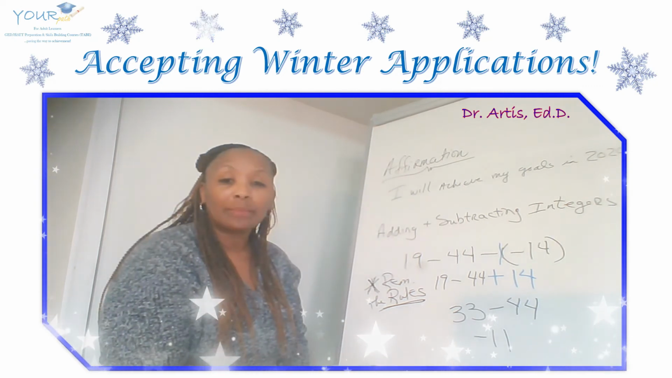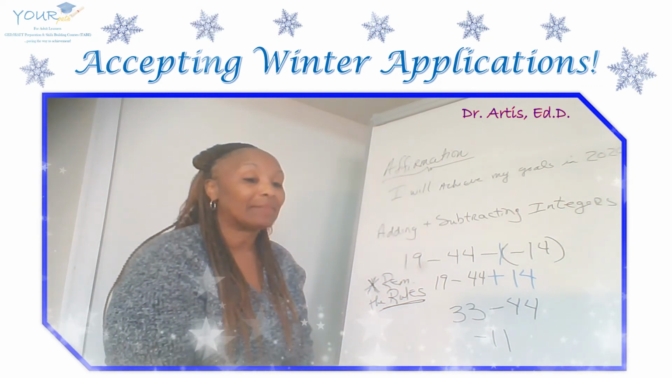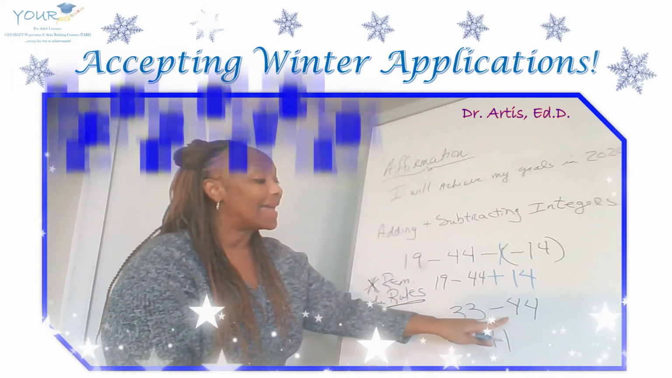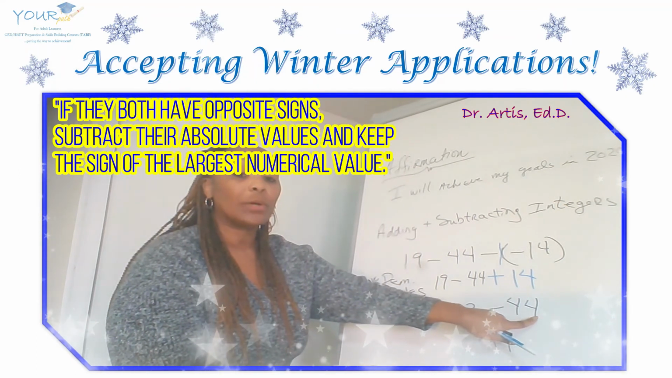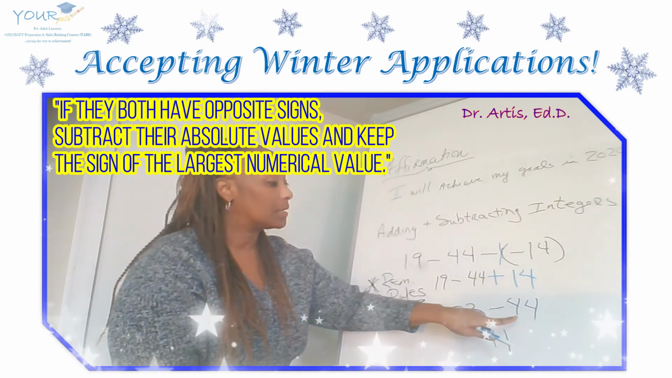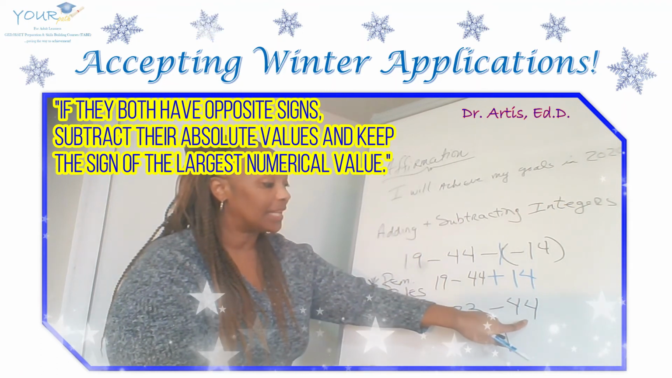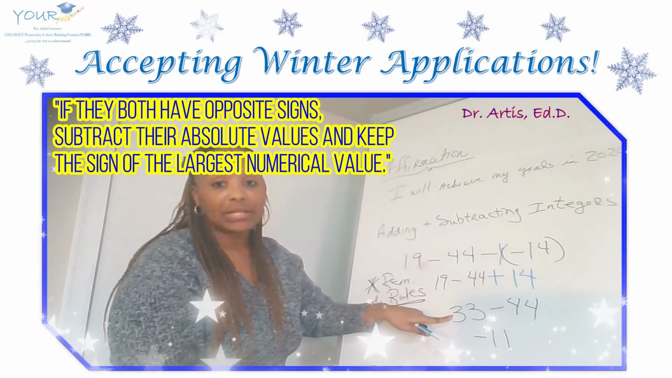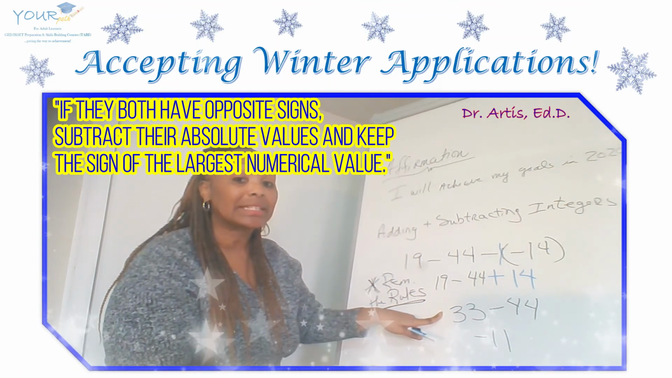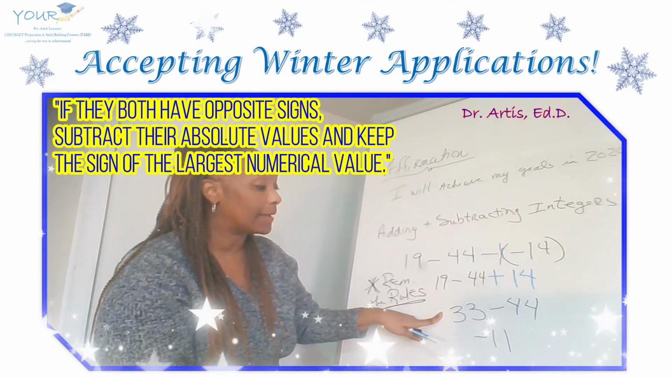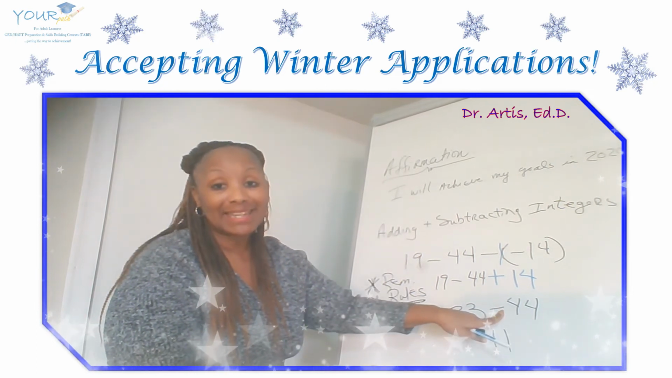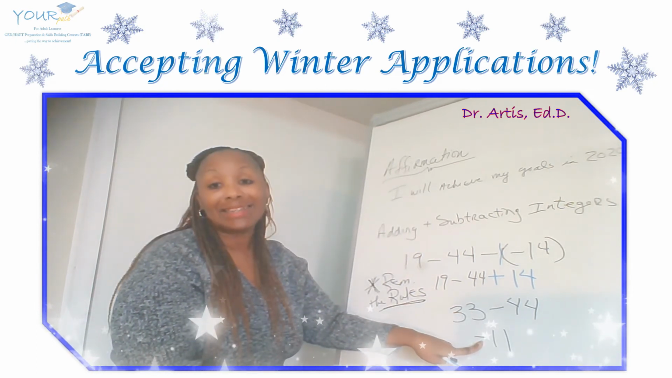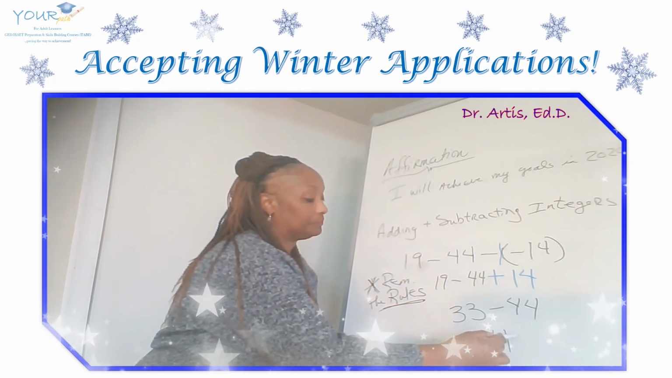How do I know it's going to be a negative 11? Because I have a negative 44, which is larger in terms of the number than 33. 33 is positive, okay, but my 44 is negative, so I'm going to get a negative 11.